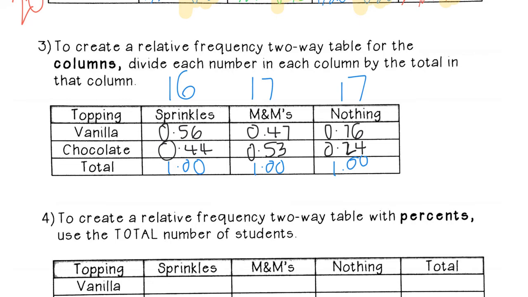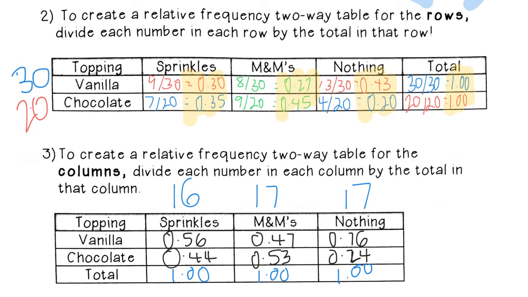Because we have 16 divided by 16, 17 divided by 17, and 17 divided by 17. So this is the relative frequency table for our columns, so in terms of the toppings. Remember, if we compare that to number 2, remember that your columns go up and down. So number 3 was using the toppings. And number 2 was the ice cream.